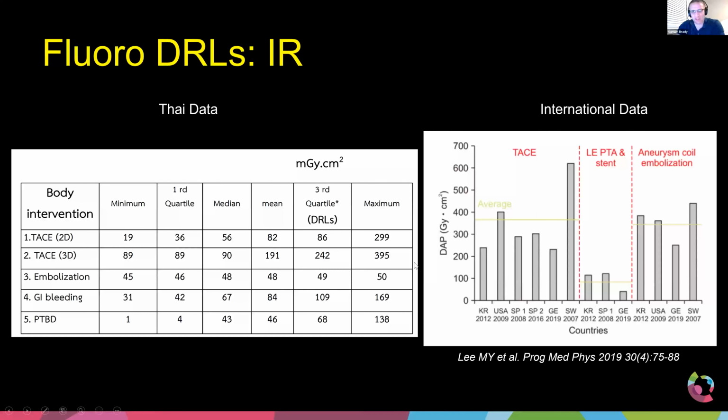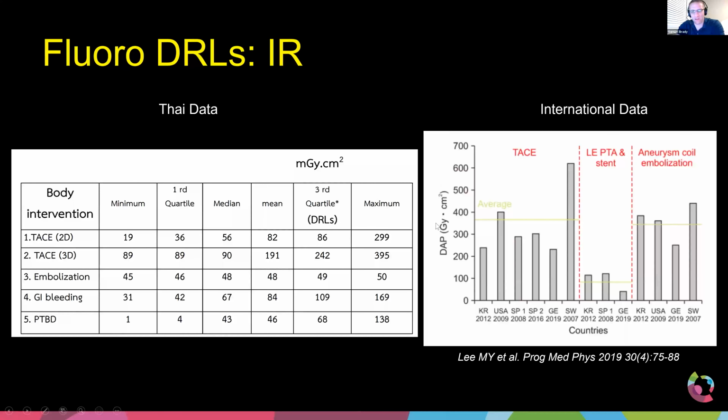So the first question that I have, and this is something I would ask you to go back and consider, is your units listed here as milligray centimeter squared. I'm sure that's true. I'm sure you wrote them correctly.